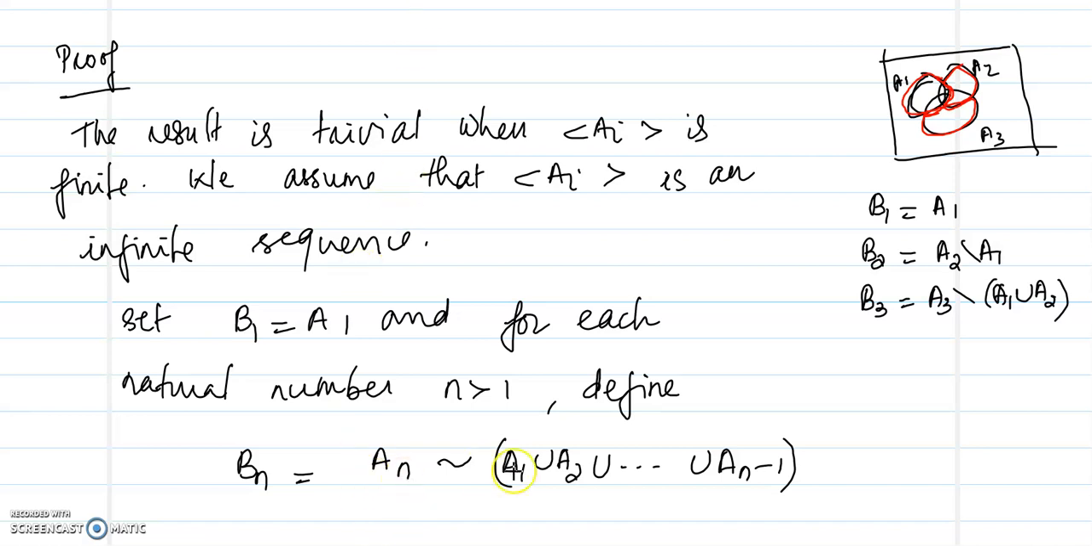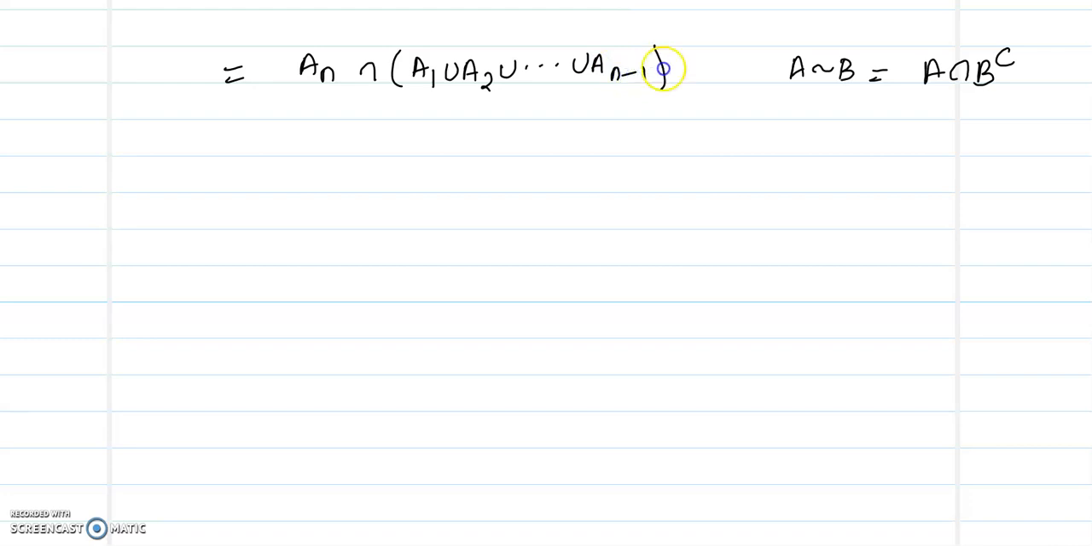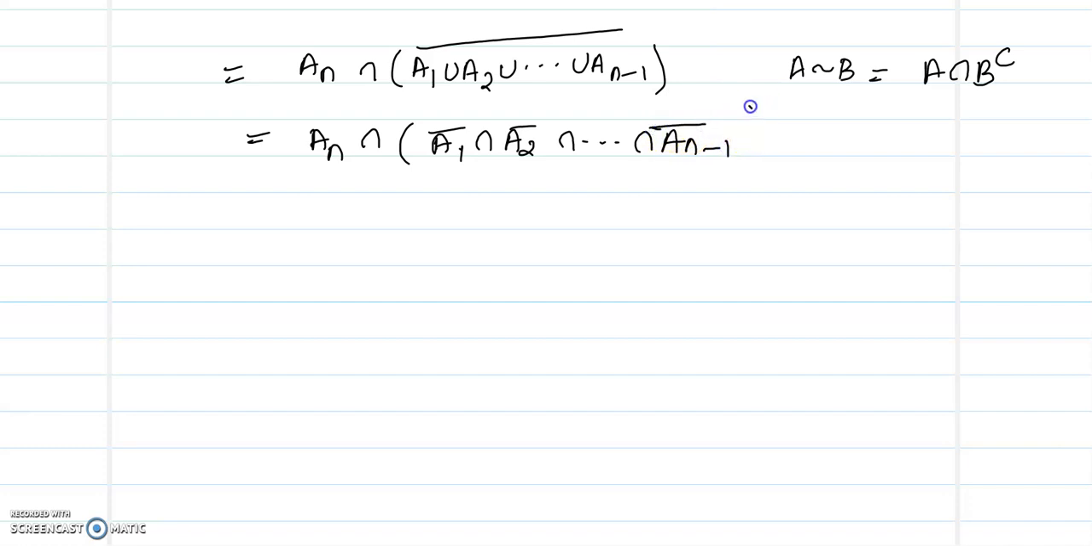Now this is a set difference, so that will be equal to A_n intersection, because A minus B is A intersection B complement. So here you will get A_n intersection A1 union A2 union A_{n-1} whole complement. So that will be A_n intersection A1 complement intersection A2 complement intersection A_{n-1} complement by De Morgan's law, since all of them are intersections. So this is going to be B_n.